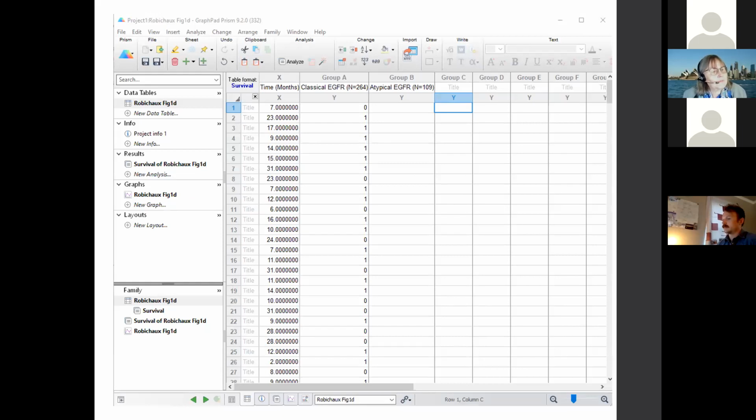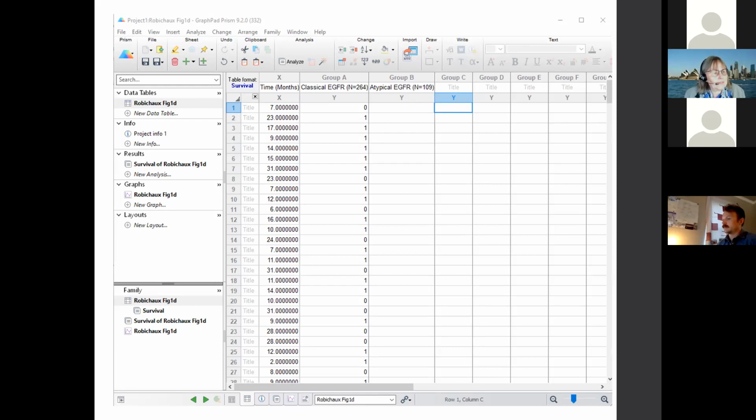It opens up where you do the data table, and I just copied and pasted, Control-C, Control-V, and copied the data over. Prism inserted all these decimal places. I could change that, but no, I don't need to. That's all right. It can be 7.0000 days if you want. And this is good practice if you're doing Prism: label the data table when you put the data in. This is the Robichaud figure 1D.